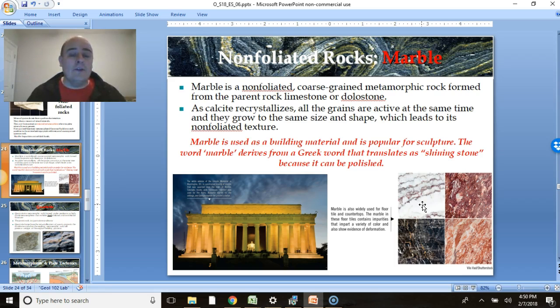So here's another great example where we use a lot of marble. This is the Lincoln Memorial in Washington, D.C. There's tons of marble throughout this. If I remember right, they got marble from like 15 different states just for this monument. They did that on purpose to have different representations of the states all around the nation. It's kind of cool. Okay, but anyway, that's an example of a non-foliated rock.